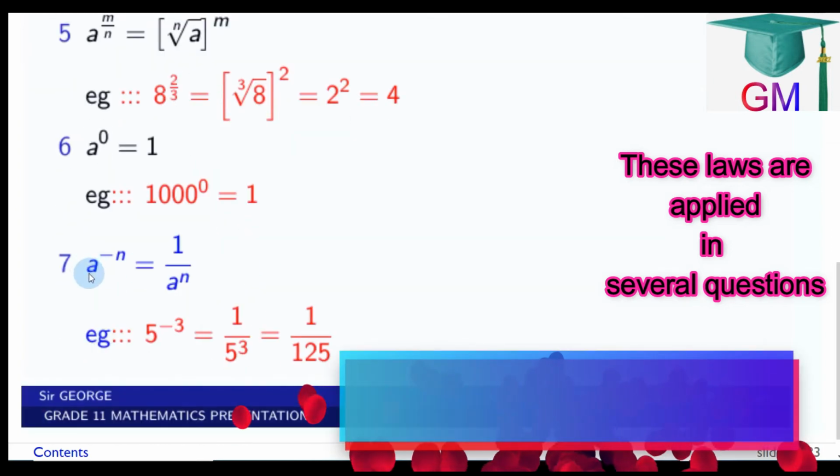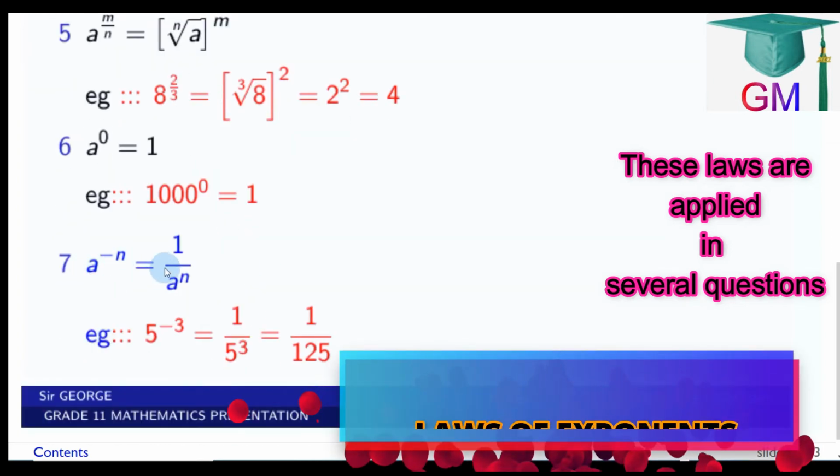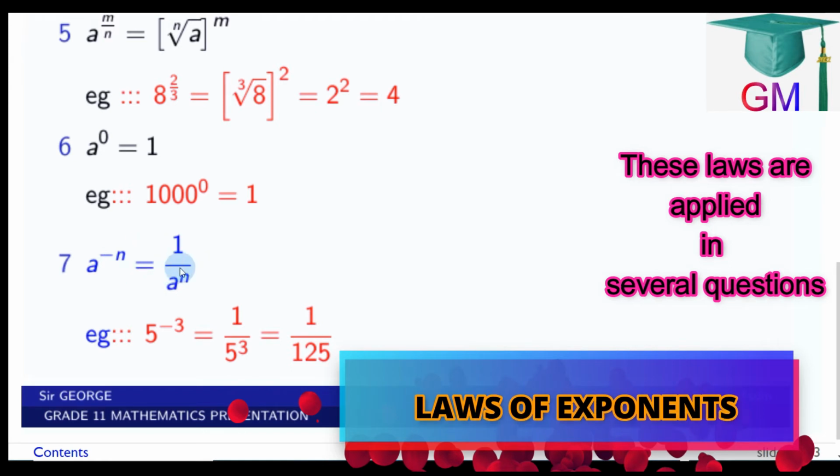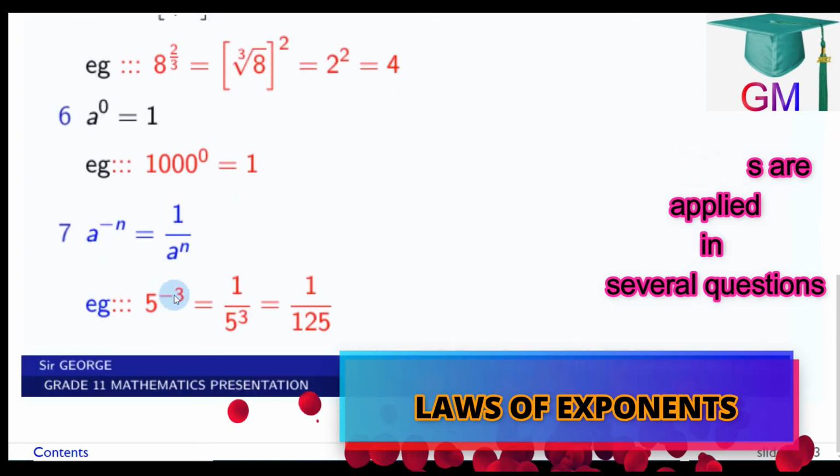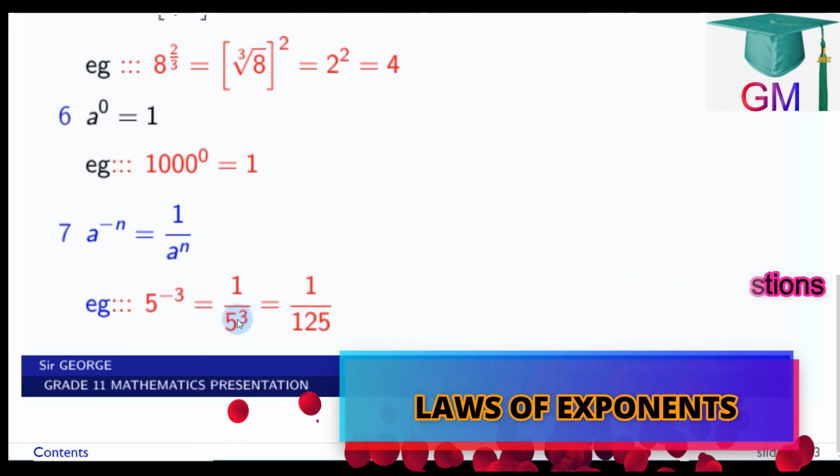Now another law says a to the power of negative n is the same as 1 over a to the power of positive n. If it is negative here, it is positive here. For example, 5 to the power minus 1 over 3 is the same as 1 over 5 to the power of positive. It was negative here. When it comes down here, it becomes positive. Then this is the same as 1 over 125.